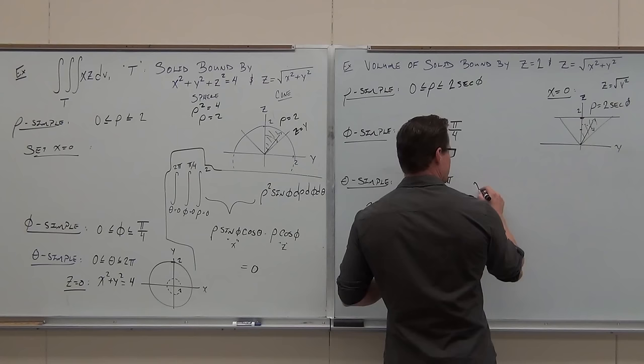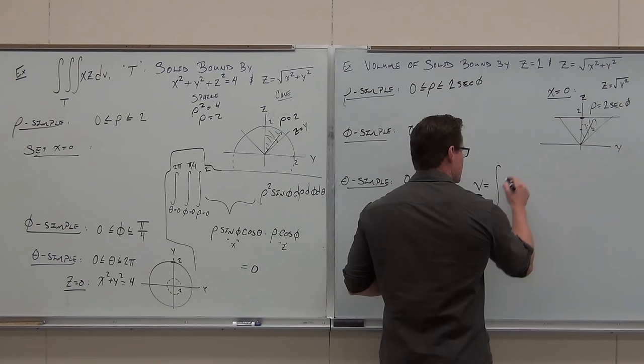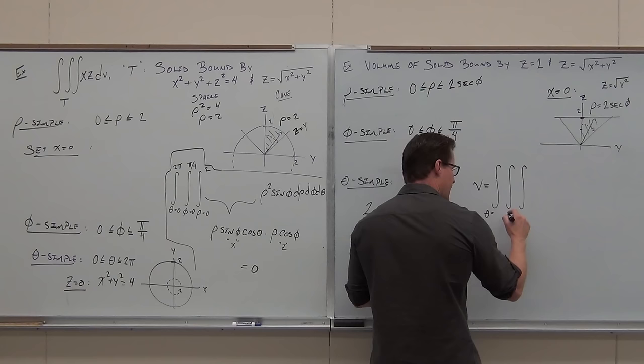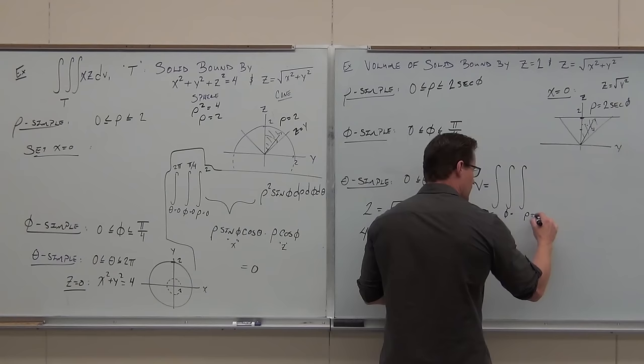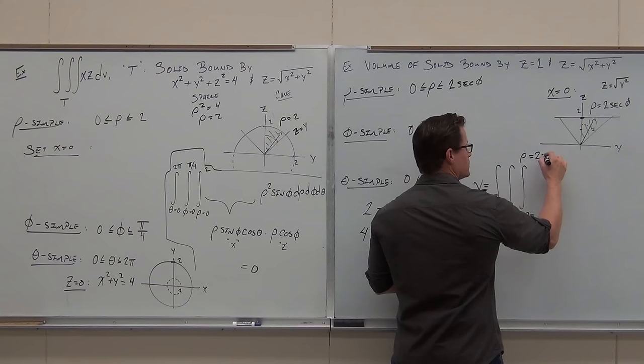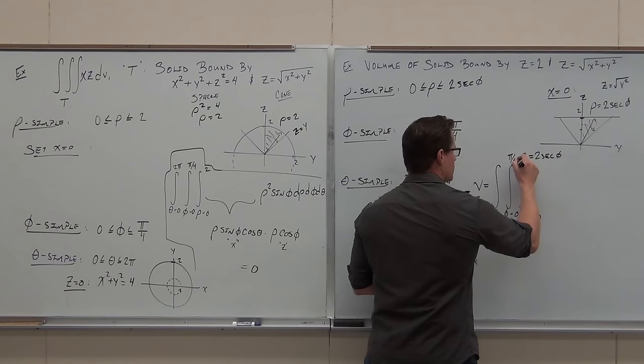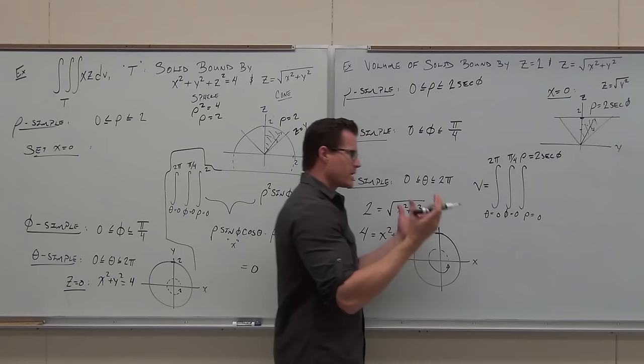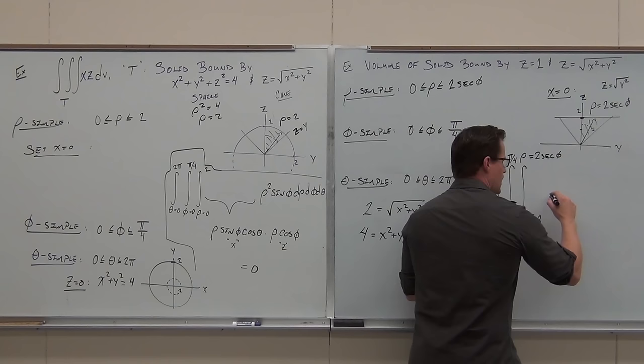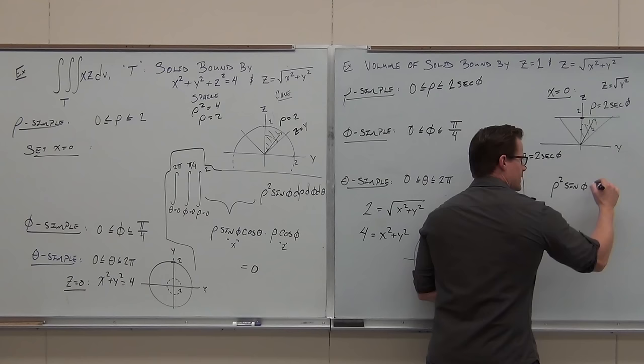Every time I've taught you how to do any of this stuff, I said that you set up your triple integral without worrying about the function first. You set it up here by having theta last, phi second, and then rho first. The rho is between 0 and 2 secant phi. Our phi is between 0 and pi over 4, and our theta is between 0 and 2 pi. And you go, okay, well, that's fantastic. And every single time I do spherical coordinates, I get this rho squared sine phi, and then I get a d rho, a d phi, and a d theta.